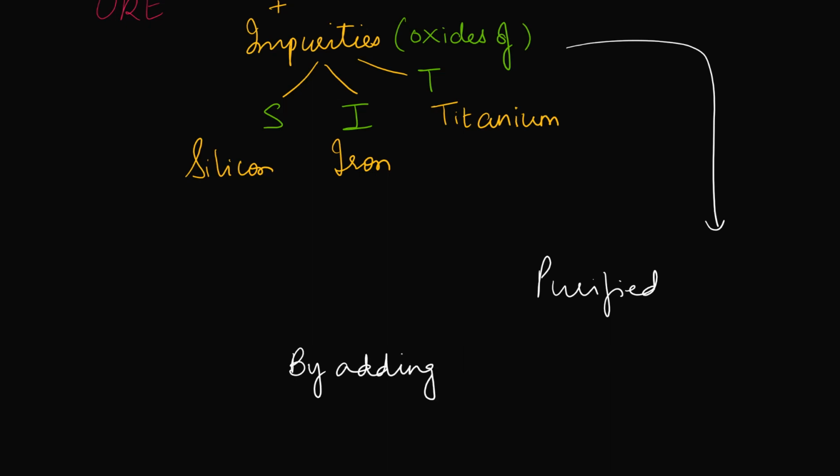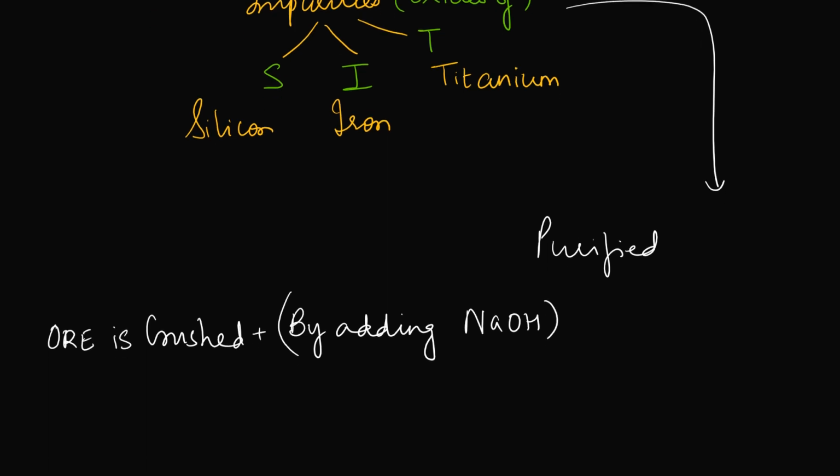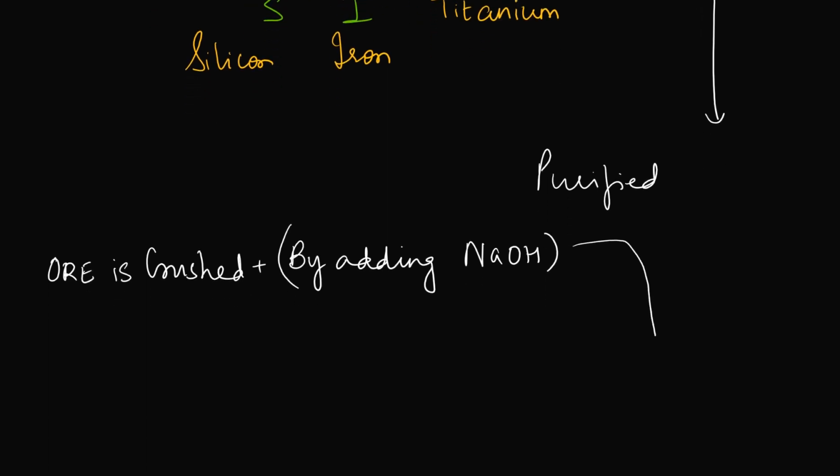First of all, the ore is crushed. So we crush the ore, and we are adding sodium hydroxide to it. Okay, so by crushing the ore and adding sodium hydroxide, what happens? Two things happen. First is the aluminium oxide dissolves in sodium hydroxide.